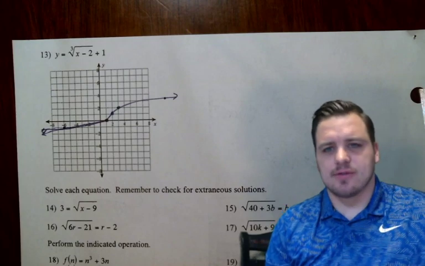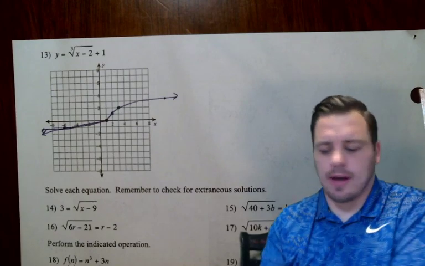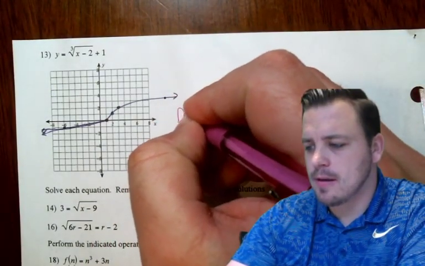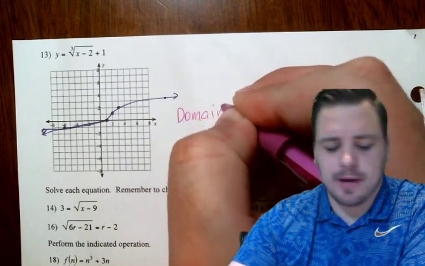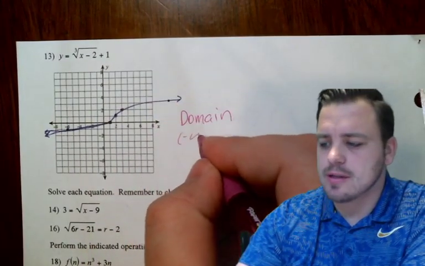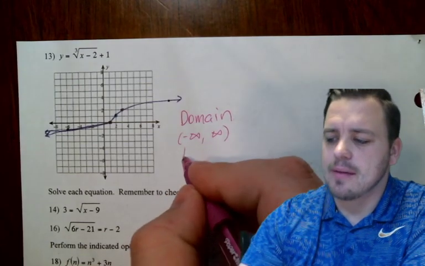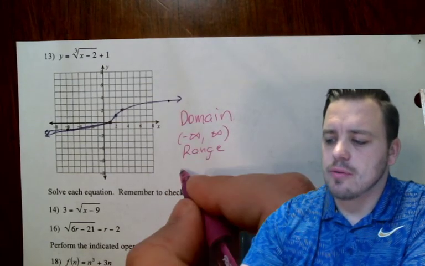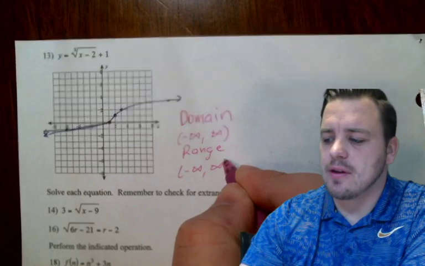And I think it asks us for the domain and range of all that. So let's go domain. So my domain of this is obviously all real numbers, negative infinity to infinity, and my range would be negative infinity to infinity.